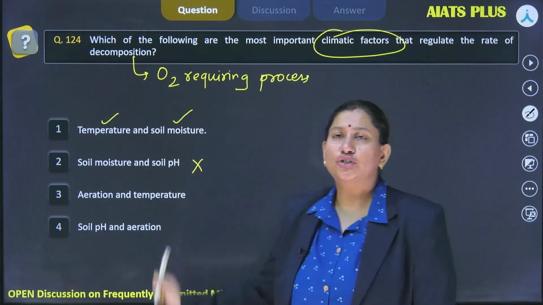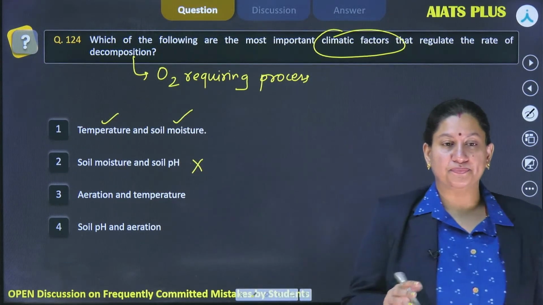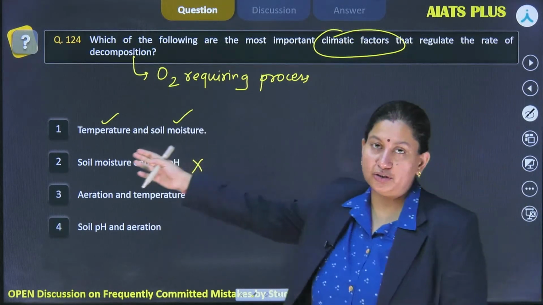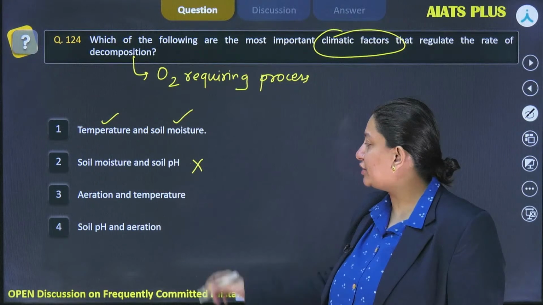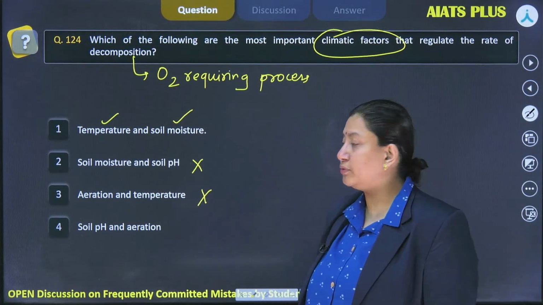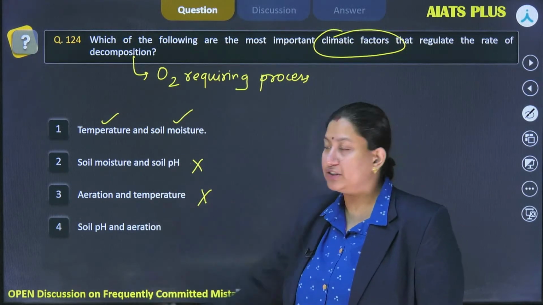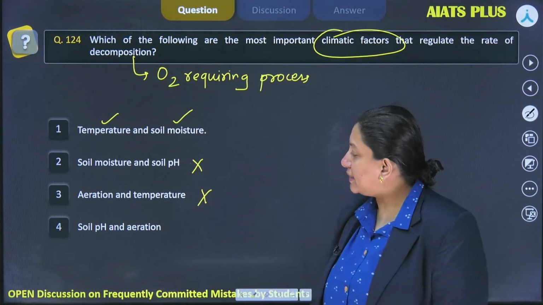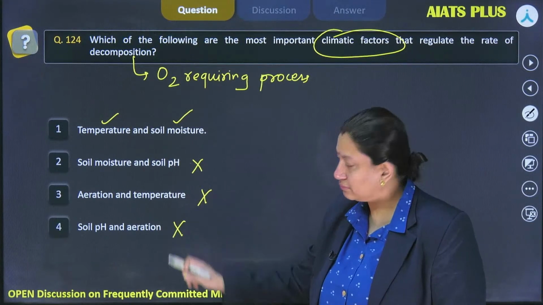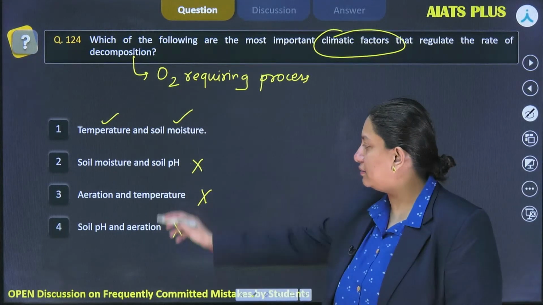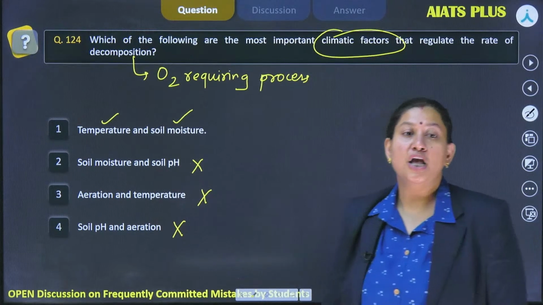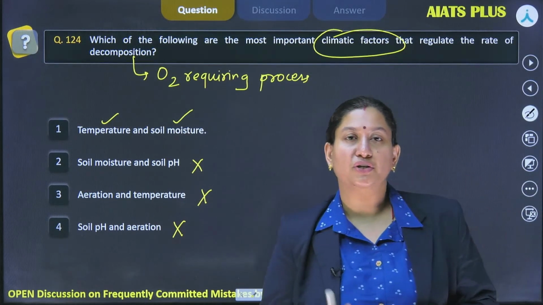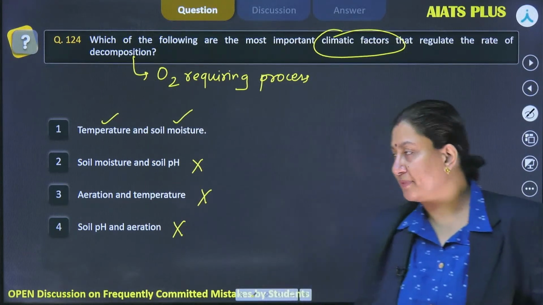Why? Because soil pH at certain times has a role, but not as much of an implicit role as the temperature is holding. Then aeration and temperature again we could rule out, because when we talk about soil pH and aeration, both are edaphic factors, not climatic factors. Then we have soil pH and aeration, edaphic factors, not the climatic one. Here one climatic factor has been included. So because the question asks us about climatic factors, the most important ones are going to be soil moisture and temperature, right?